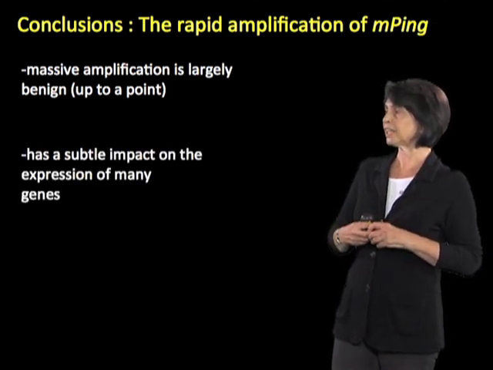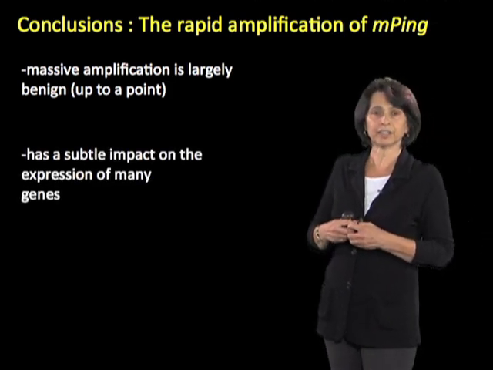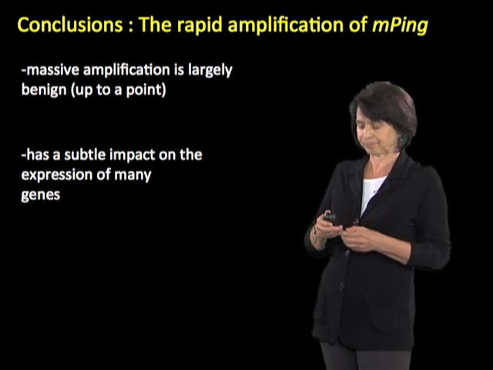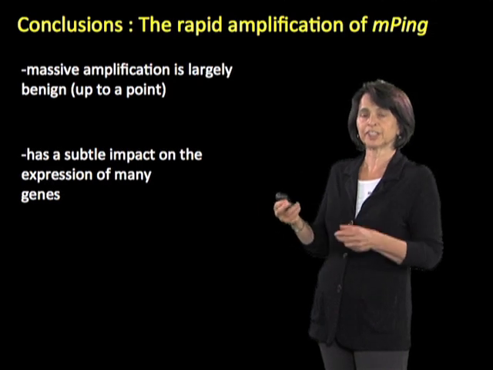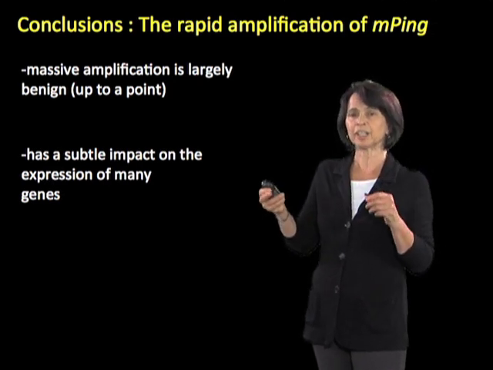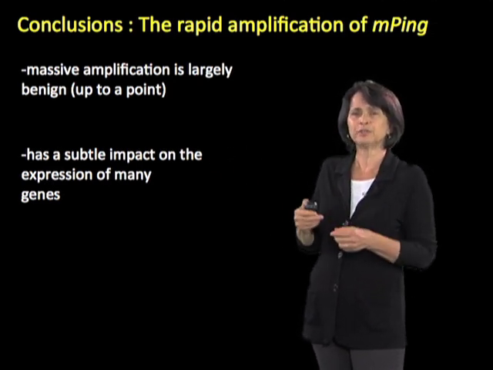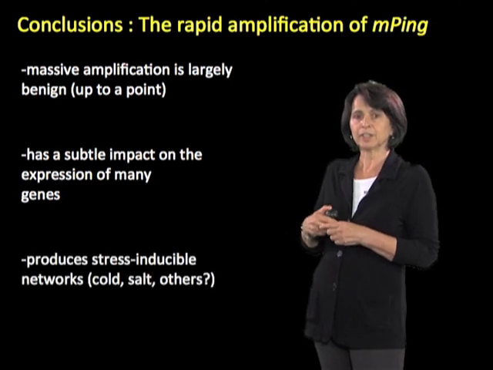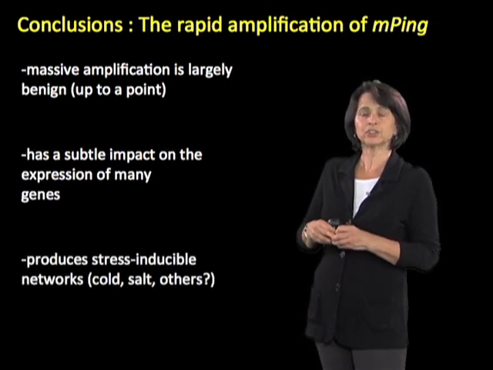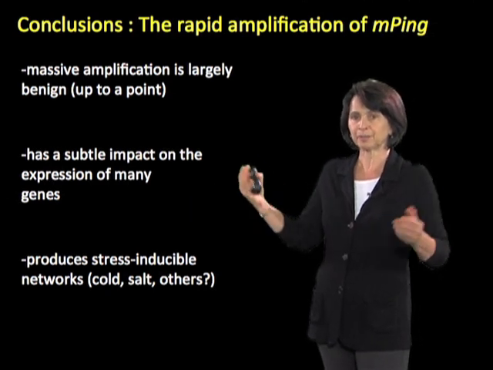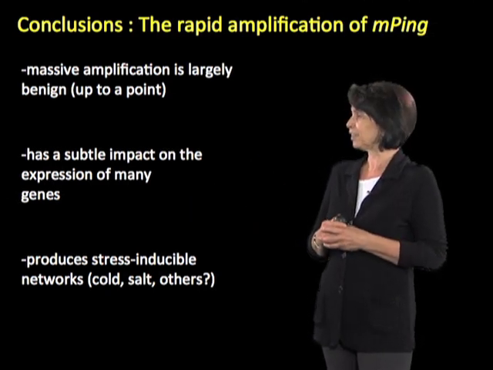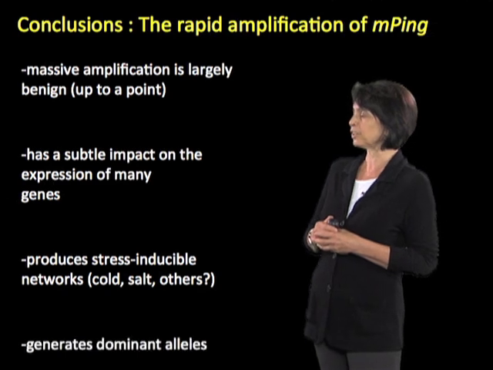That the amplification has a subtle impact on the expression of many genes. It causes stress induction, it induces the expression of some genes, but it's really tweaking them. Most of the expression we see is maybe a 2-fold, 3-fold increase. And again, it produces stress-inducible networks. And I say cold and salt. Others, I'll give you a few tastes of where this is going.